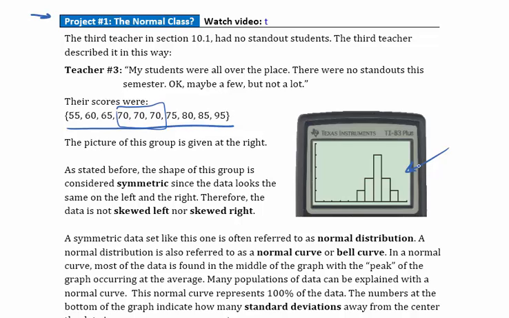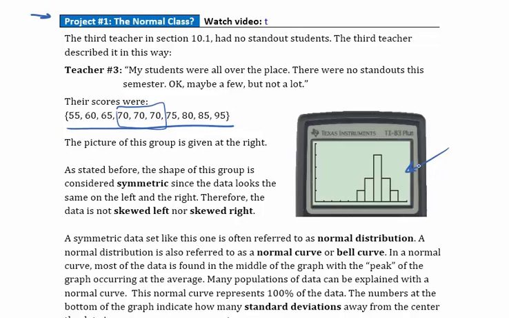As stated before, the shape of this group is considered symmetric since the data looks the same on the left and the right. Therefore, the data is not skewed left nor skewed right. A symmetric data set like this one is often referred to as a normal distribution. A normal distribution is also referred to as a normal curve, or sometimes you'll hear it called a bell curve. In a normal curve, most of the data is found in the middle of the graph, with the peak of the data occurring at the average.